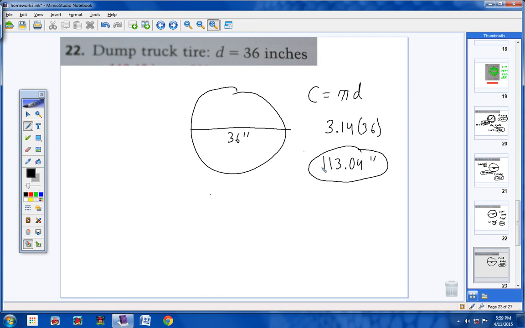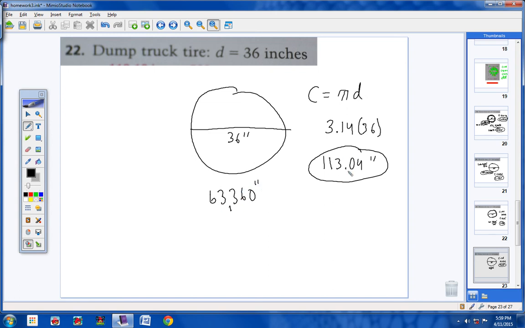Now, this is how far the tire travels, how much distance is traveled on the ground when the tire turns one revolution. But now I want to know how many times this tire has to turn over and over and over until it reaches a mile. Well, remember, 1 mile equals 63,360 inches, okay? So that's how much distance this tire has to travel.